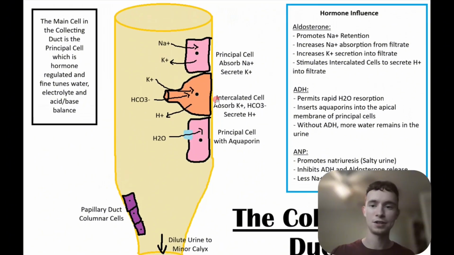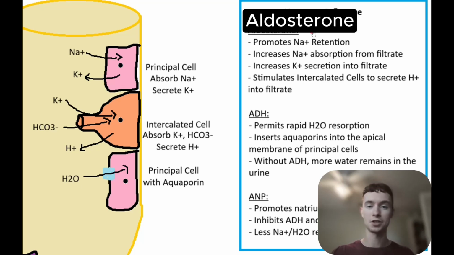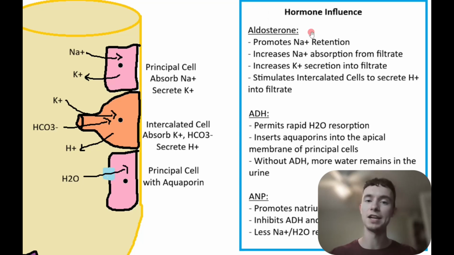And so the last thing we want to talk about here is the hormone influence. Hormones play a massive role in sodium and water retention, and so our first hormone that we want to talk about is aldosterone. So aldosterone is produced by the adrenal glands, which are located on top of your kidneys, and it really wants salt retention. It retains your salt. You want to keep it as much as possible.